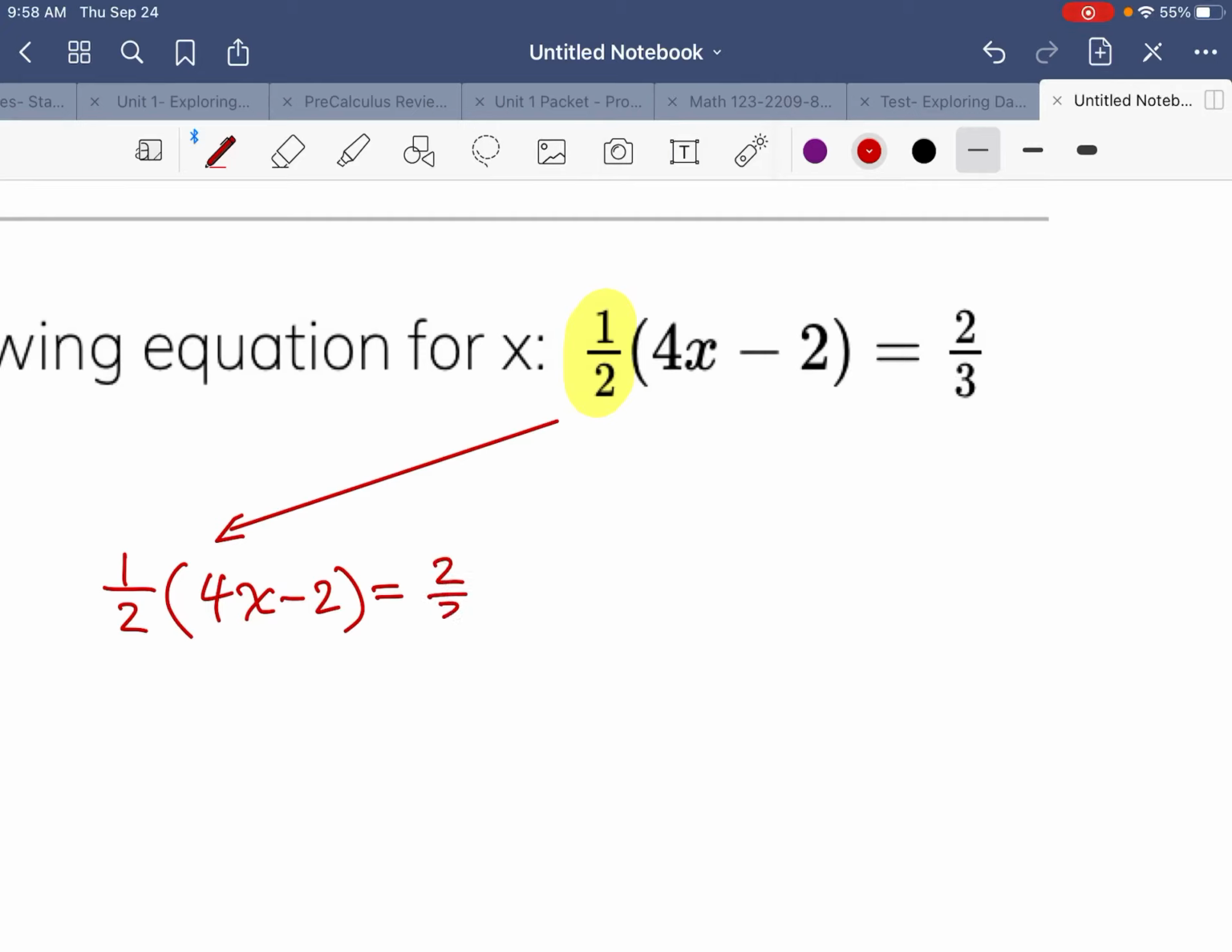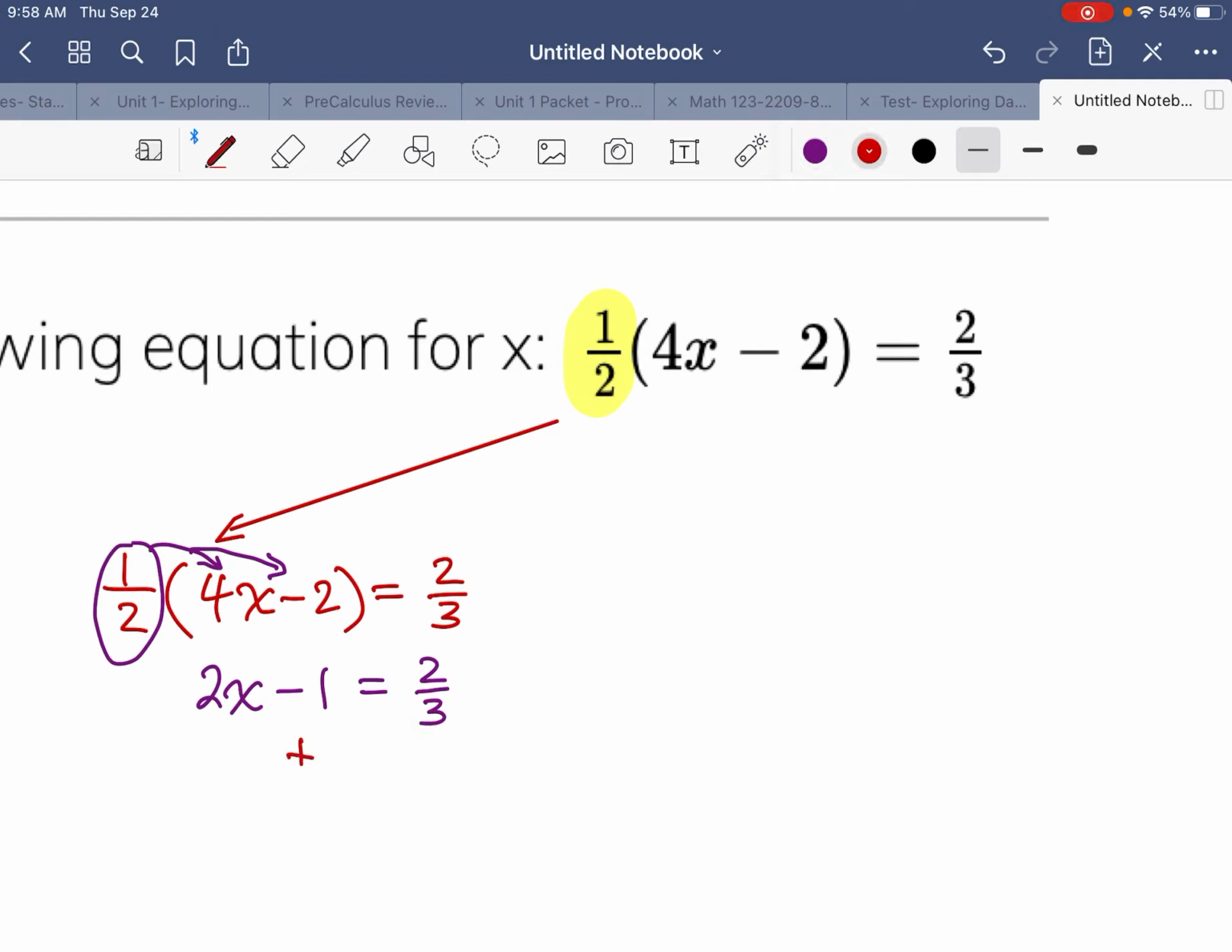Ways, because it depends on the nature of the equation whether or not you would want to distribute, right? So if I take that 1/2 and distribute it to each term, it works out nicely here because the two numbers inside the binomial are even, and when you multiply by 1/2, you're going to get clean numbers. So we're looking at 2x minus 1 is equal to 2/3.